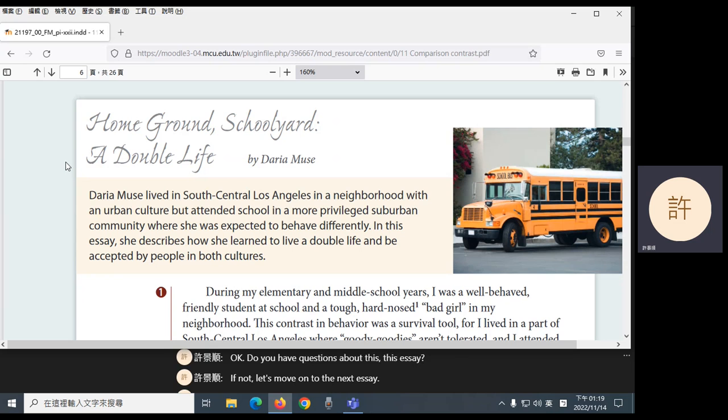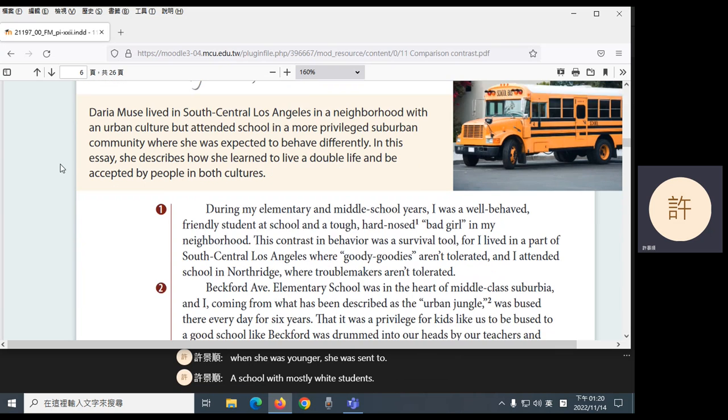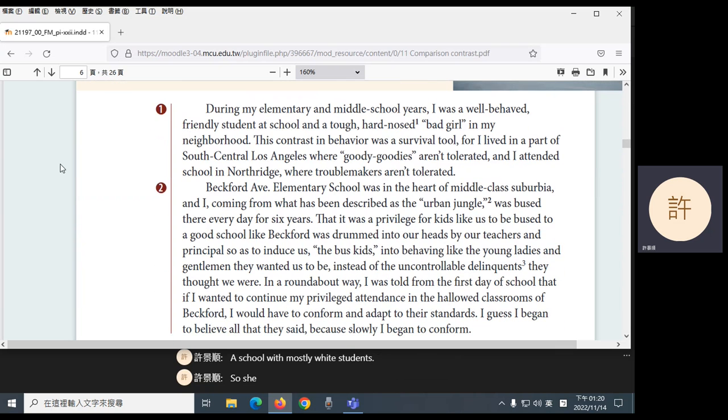Home Ground Schoolyard, A Double Life by Daria Muse. Already this title screams out, it's a comparison essay, right? Double life, two different kinds of life. So this essay is about the author who is a Black woman. When she was younger, she was sent to a school with mostly white students. So she behaved differently at school and at home. And this essay is about these two kinds of lifestyles.